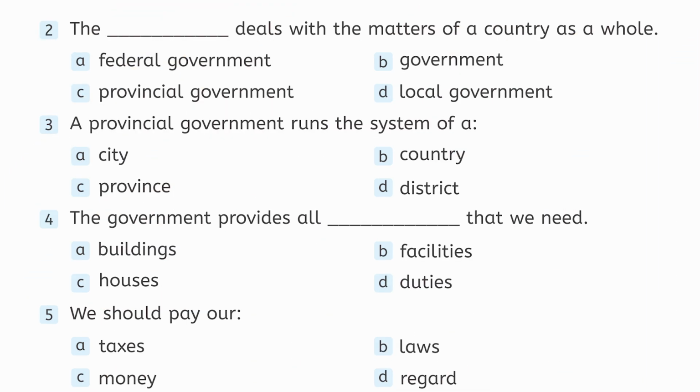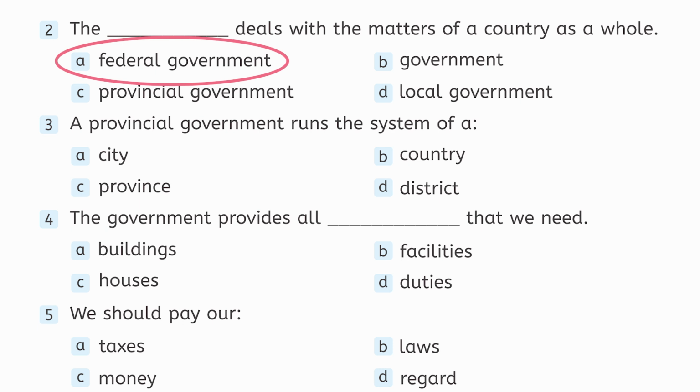And next we have, dash deals with the matters of a country as a whole. Option A federal government, option B government, option C provincial government, option D local government. So the federal government deals with the matters of a country as a whole. So option A is the correct option.